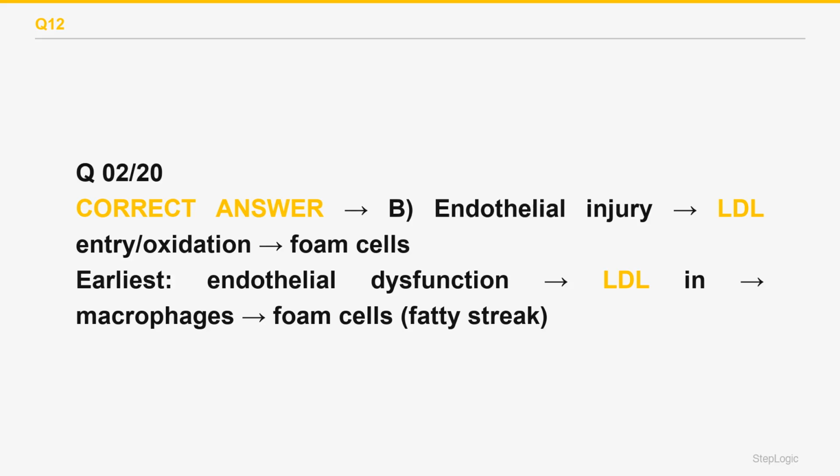The correct answer is B. The sequence is testable in order: endothelial injury, then LDL entry and oxidation, then foam cell and fatty streak formation, then smooth muscle proliferation and fibrous cap formation, and finally the complications: calcification, plaque rupture, and thrombosis causing myocardial infarction. The fatty streak is the earliest lesion, but the earliest event is the endothelial dysfunction that permits it. Endothelial injury initiating LDL entry and foam cell formation is the answer.